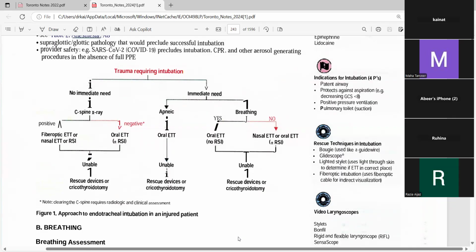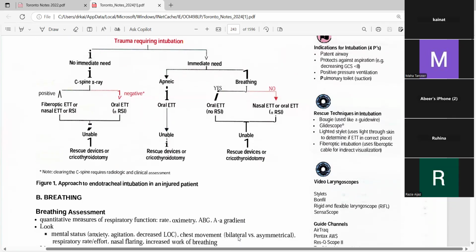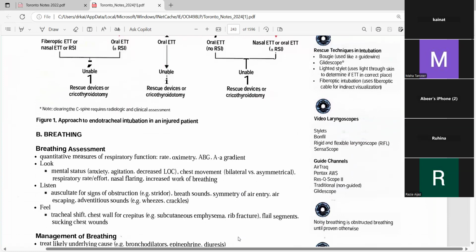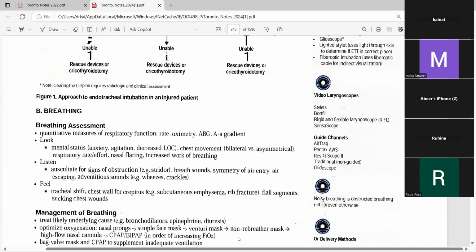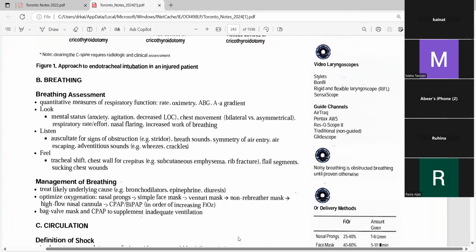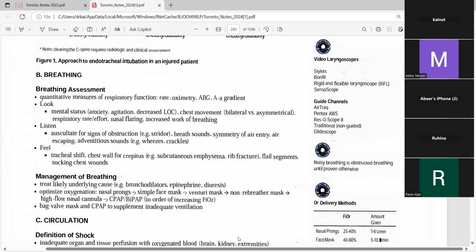There are rescue techniques in intubation: the bougie, the gum elastic, lighted stylet, and fiber optic intubation. I'm going a little fast. If someone wants me to slow down, just let me know, okay? Then video laryngoscopy, it's just the names. You can read this one: stylets, Bonfils, rigid, and Shikani scope, okay? Then guide channels: Airtraq, Pentax, Rescue, and then Truview and GlideScope.